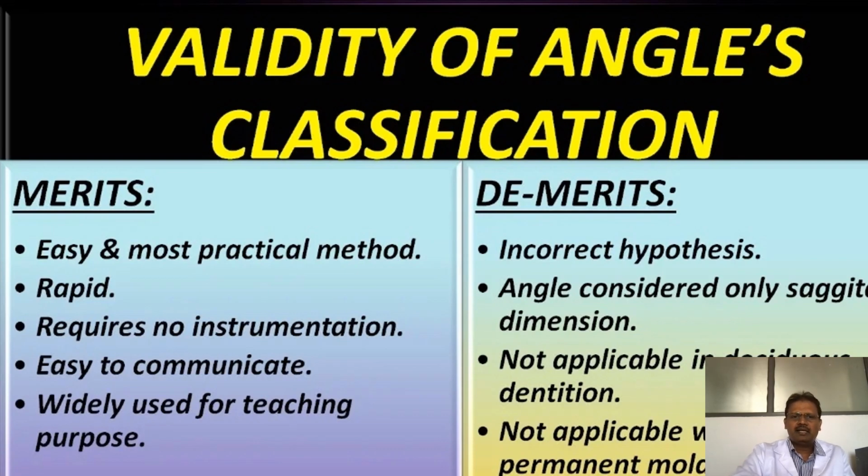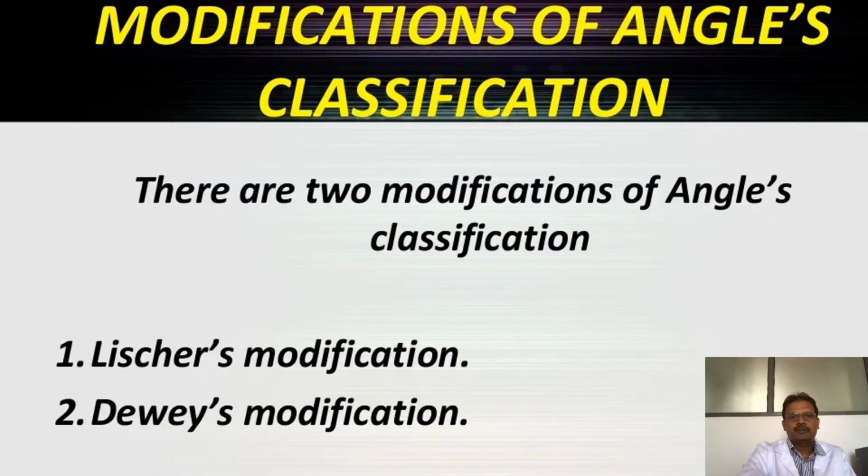The demerits are an incorrect hypothesis. Angle considered only the sagittal dimension, not the vertical or transverse position, and it cannot be applied in the deciduous dentition, and it cannot be applied when the molar is missing. So these are the demerits of Angle's classification.